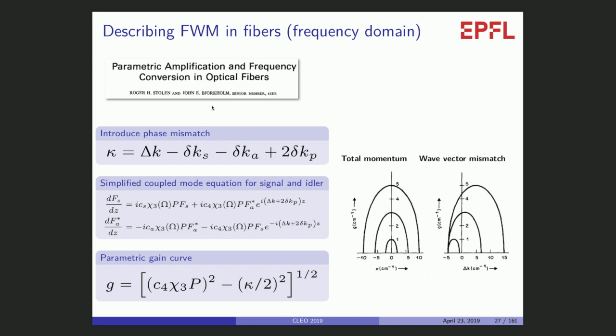So the stronger you pump, the larger this wave vector mismatch needs to be. And this is, again, just due to the fact that you have cross and self-phase modulation, which change the wave vector of the signal, idler and pump by a different amount.